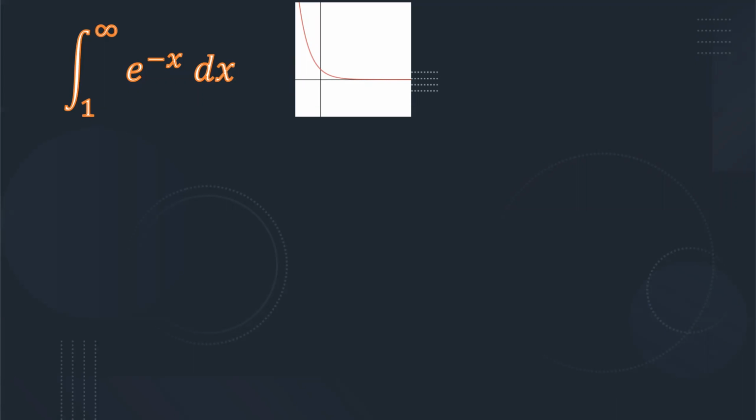Suppose you have the integral from 1 to infinity of e to the negative x dx. If you look at the integral, the problem is infinity, right? We can't exactly take the integral up to infinity, but what we can do is take the integral up to some point b, and then let b approach infinity, so that we can get a very good estimate for that integral, if the limit exists.